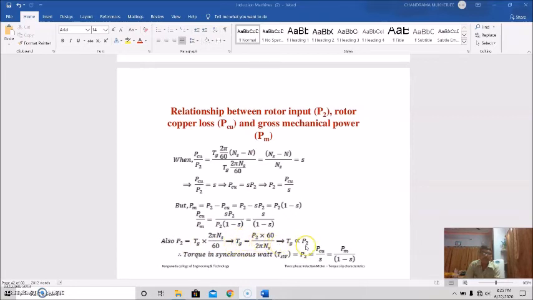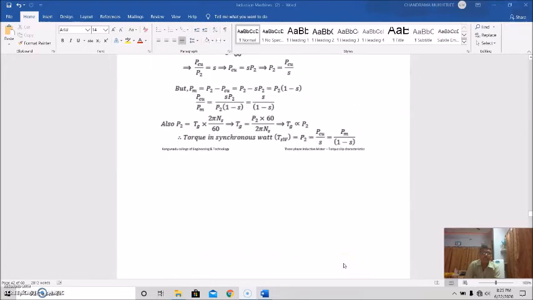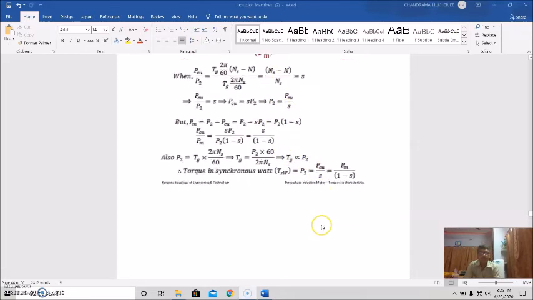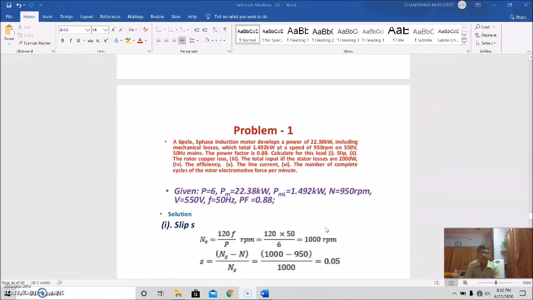From there you will get the torque like this. The developed torque is proportional to the rotor power input. So torque in synchronous watts will be P2, equal to rotor copper loss by S, which is equal to Pm by 1 minus S. Like this you will get the different relationships of the rotor power, rotor copper loss, and gross mechanical power. Now we'll discuss some problems which will clear up our understanding much more.